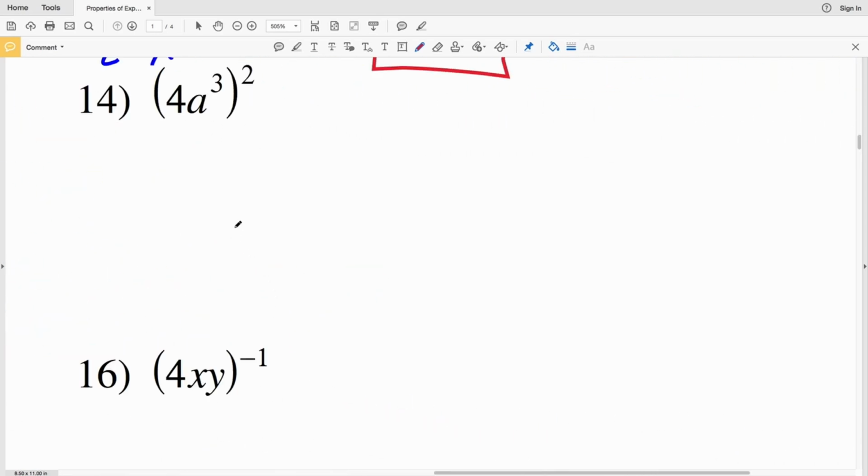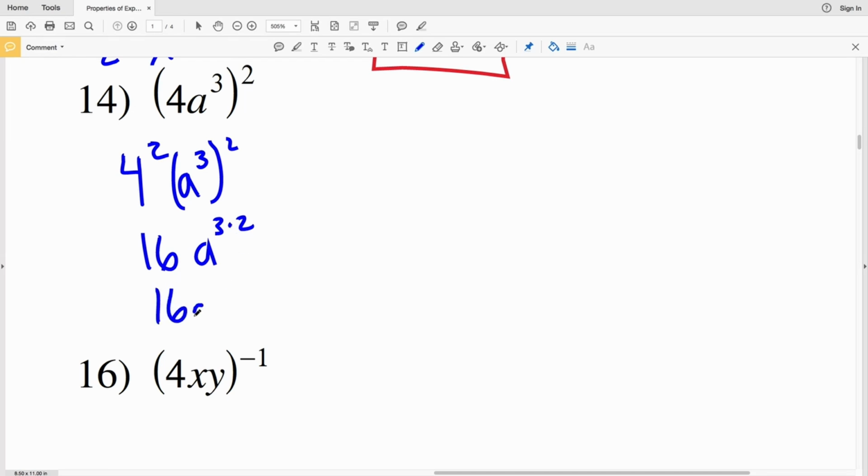In number 14, we have 4a cubed, and then we're squaring that quantity. So distributing that exponent, we'll have 4 squared times a to the 3rd squared. 4 squared, 4 times 4 is 16, and that's going to be multiplied to a raised to the 3 times 2. And a to the 3 times 2 is a to the 6th. So we'll have 16a to the 6th as our solution in number 14.